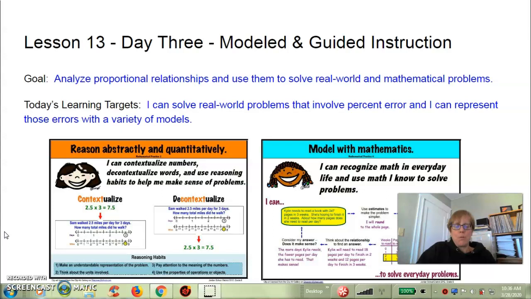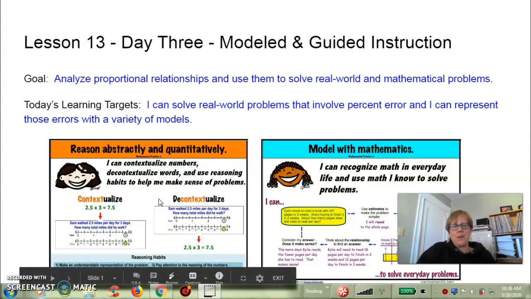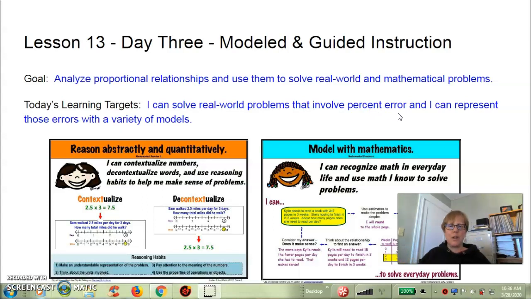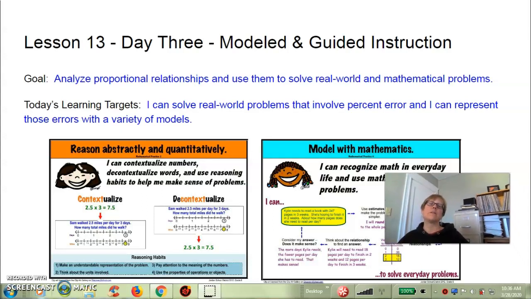We're going to continue on with our work on percents, right? So I just want to point this out to you. Can you see the cursor there? What we're going to be talking about is percent error today instead of percent increase and decrease. And we're going to focus on reasoning abstractly and quantitatively today in terms of math practices.